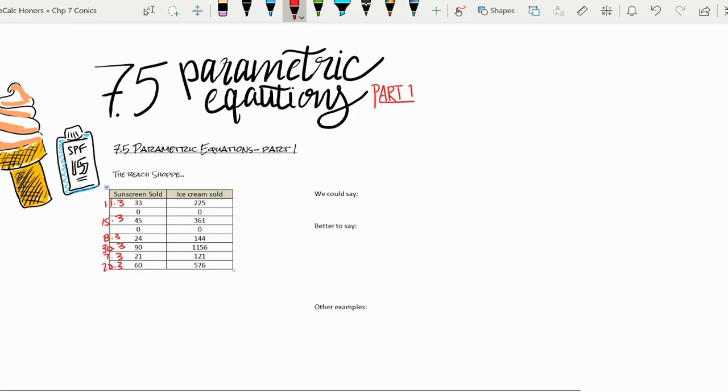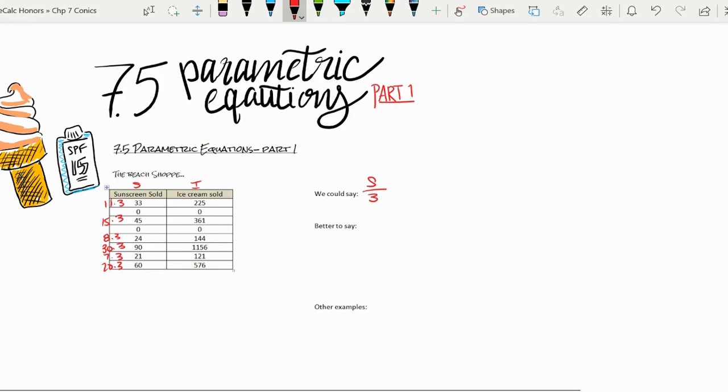All right, you can see what's going on there. So we could say I'm going to call sunscreen S, and ice cream I'll call capital I. So sunscreen is divisible by 3. I'm going to write that over there. All right, what about ice cream? Any thoughts on those? Take a second to look down that list.